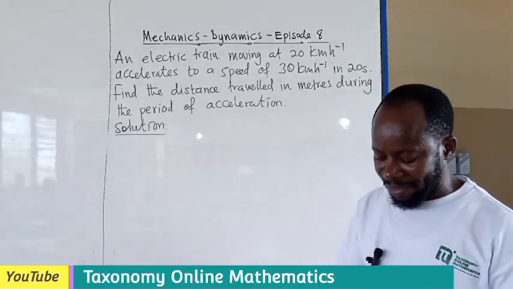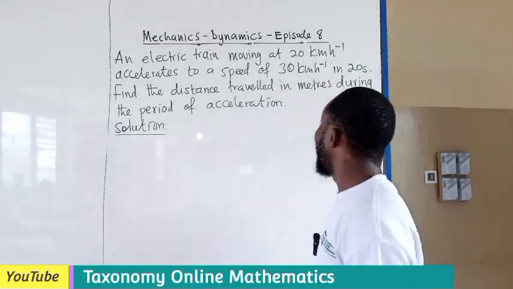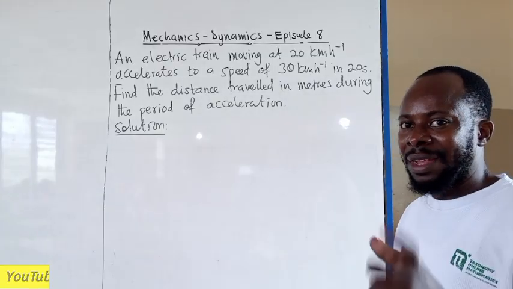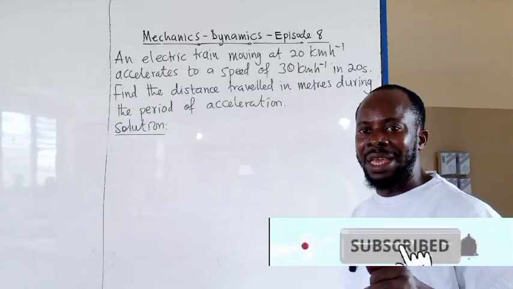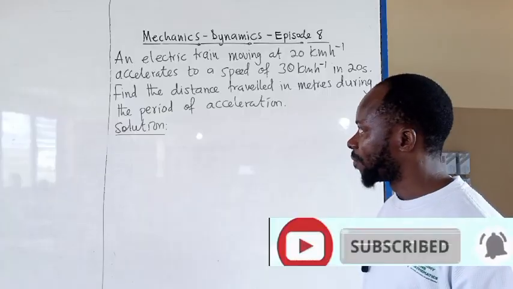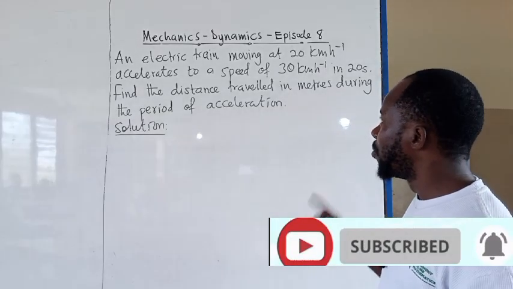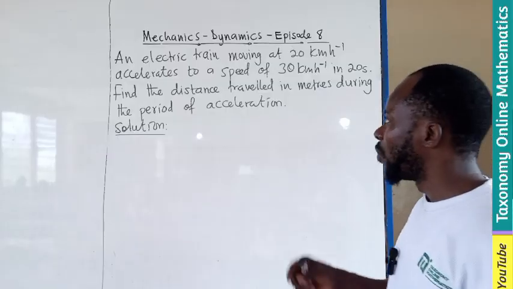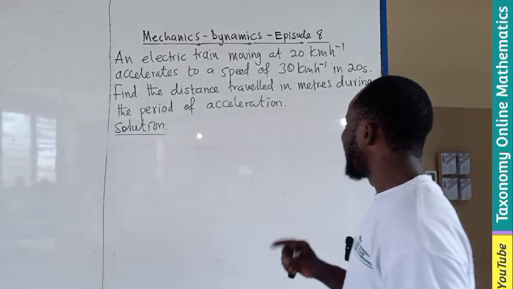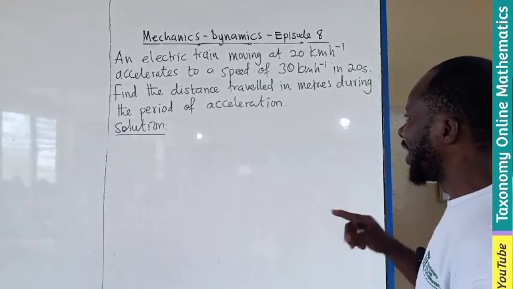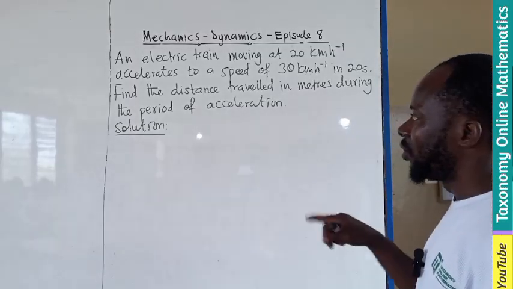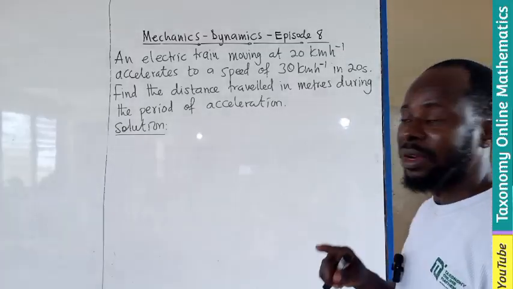Hello, welcome. Let's have a look at episode number 8, still under dynamic mechanics, under course outline equations of motion. An electric train moving at 20 kilometers per hour accelerates to a speed of 30 kilometers per hour in 20 seconds. We have to find the distance traveled in meters during the period of acceleration.